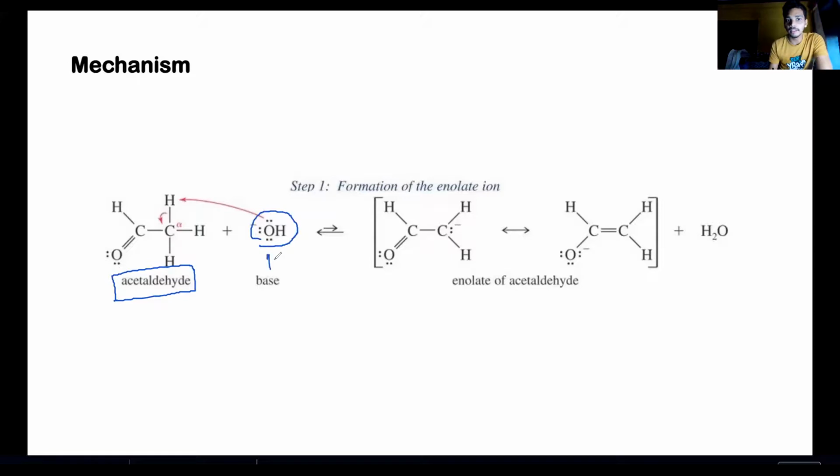From where does OH minus come? We have a basic condition, so OH minus has come here. What does this OH do? This is the alpha carbon because it's next to the carbonyl group, and this hydrogen will be taken up by this OH. Again, I'm repeating, this OH comes from the base. So it takes up the alpha hydrogen and removes it.